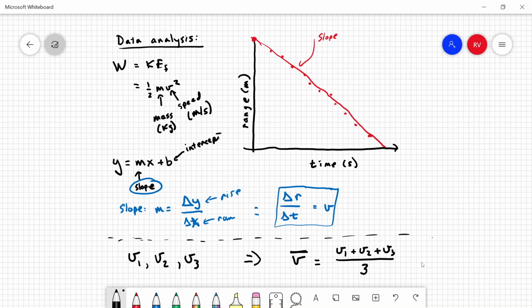You'll be taking 3 measurements for each pullback distance, and you'll be averaging those values together. That average value is the one that you're ultimately going to use to calculate the kinetic energy from 1/2 mv squared. So that is our particular experiment, the way we're going to analyze at least the first part of the data for our experiment.